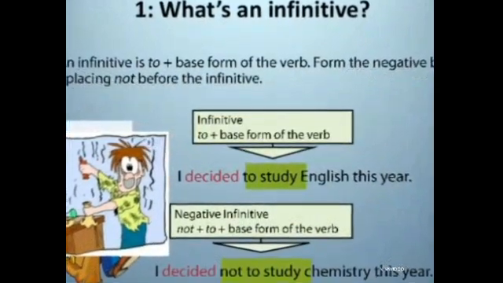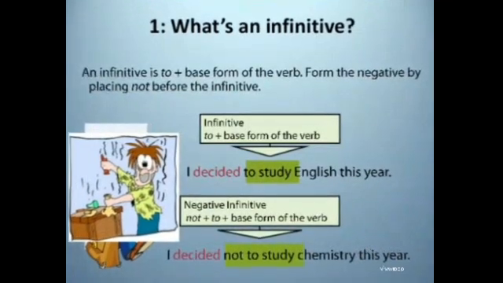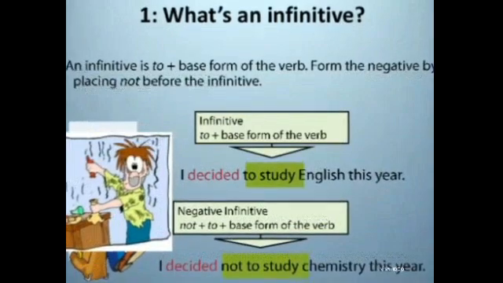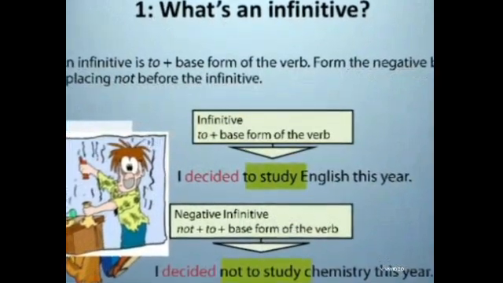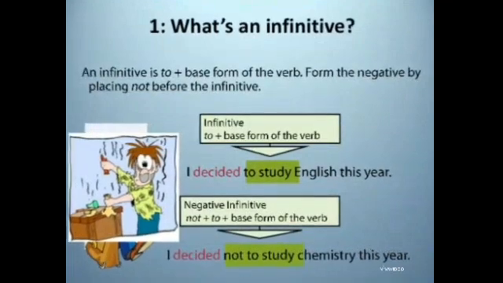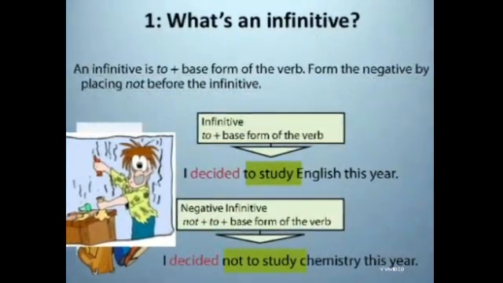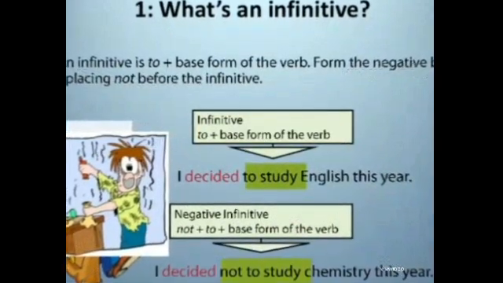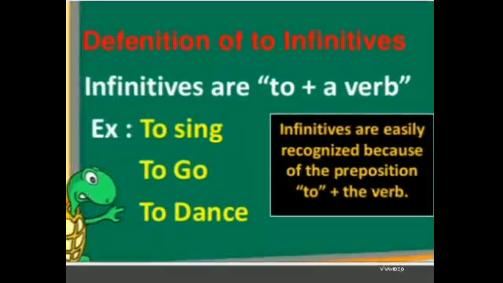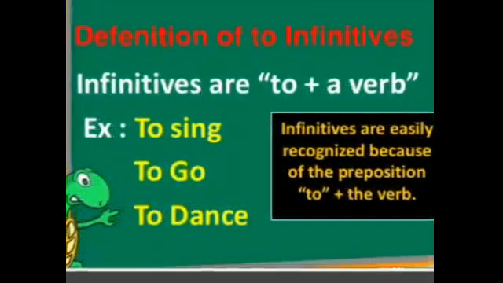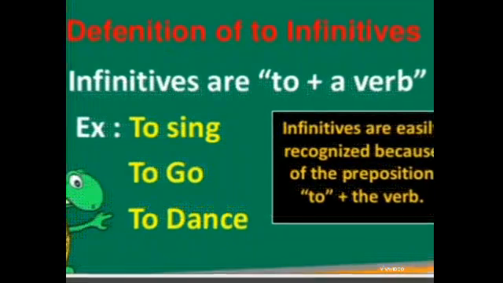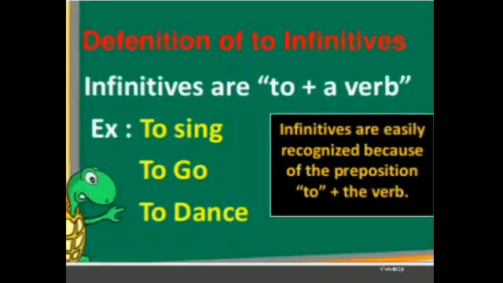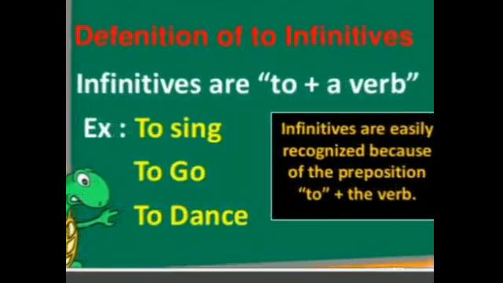The negative infinitive will be not plus to plus the base form of the verb. I decided not to study chemistry this year. So, not is added before the infinitive. Definition of the infinitive: infinitives are to plus a verb, that is, the base form of the verb. Examples: to sing, to go, to dance.